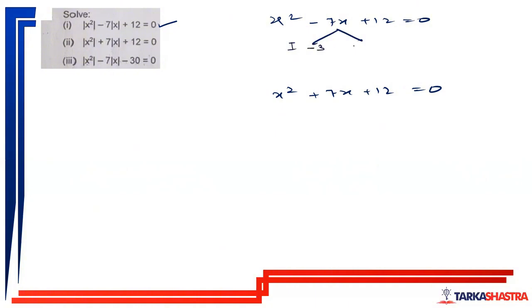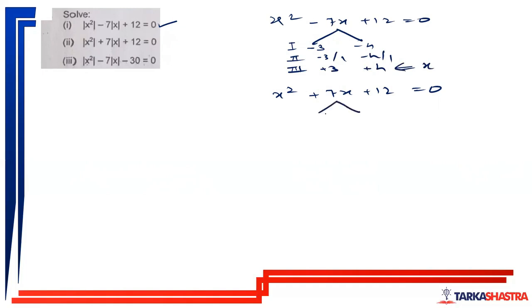This is minus 3, minus 4. Second step, minus 3 by 1, minus 4 by 1. Third step, positive 3, positive 4. Okay, so these are the roots of x, which satisfy this equation.